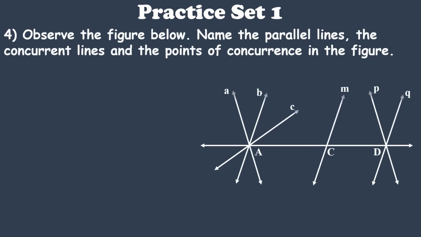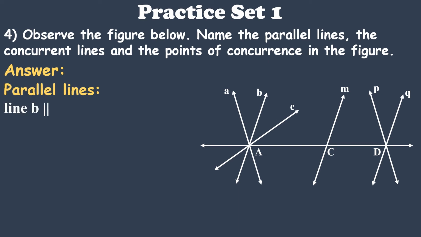Let us now solve the fourth and the last sum of practice set 1, which is: observe the figure below, name the parallel lines, the concurrent lines and the points of concurrence in the figure. A figure is given here, and on the basis of it we have to write the parallel lines, concurrent lines and point of concurrence. First we will write the parallel lines.